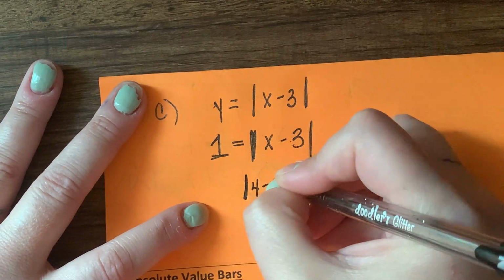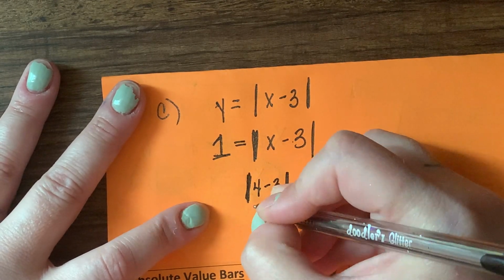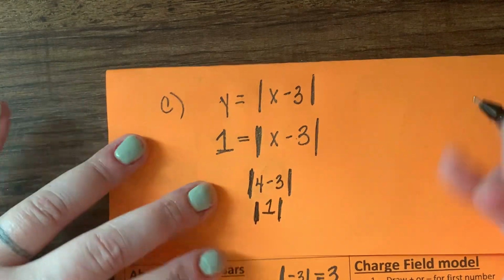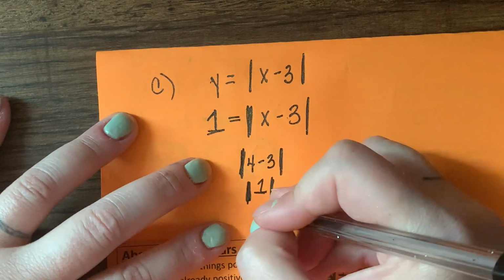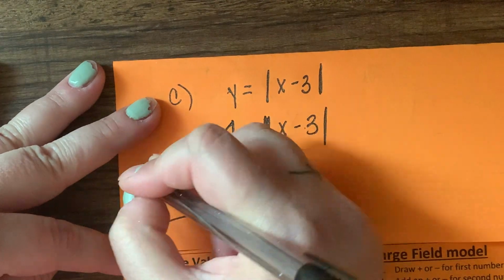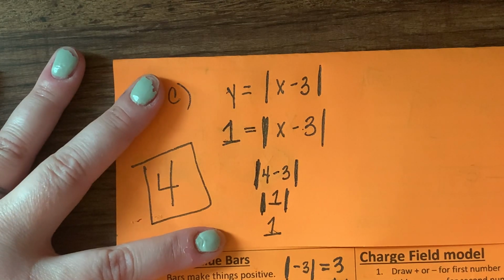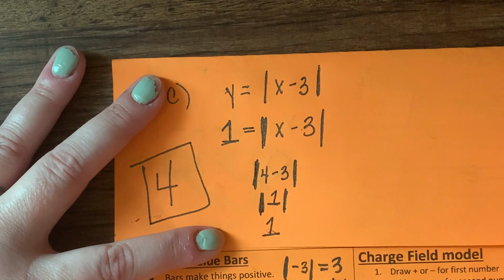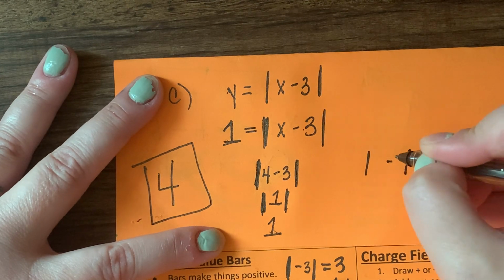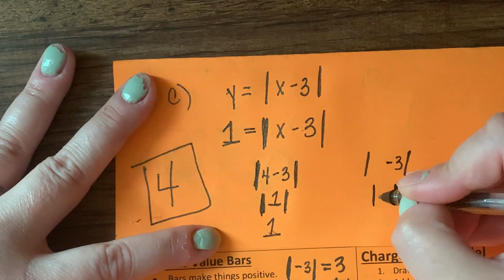Bars 4 minus 3. That spits out a 1 inside bars. And then the absolute value of 1 is just 1. So 4 is definitely an answer for x. That will give me a 1 when it pops out. But there's another number for x that I could subtract 3 from, and it results in a negative 1.